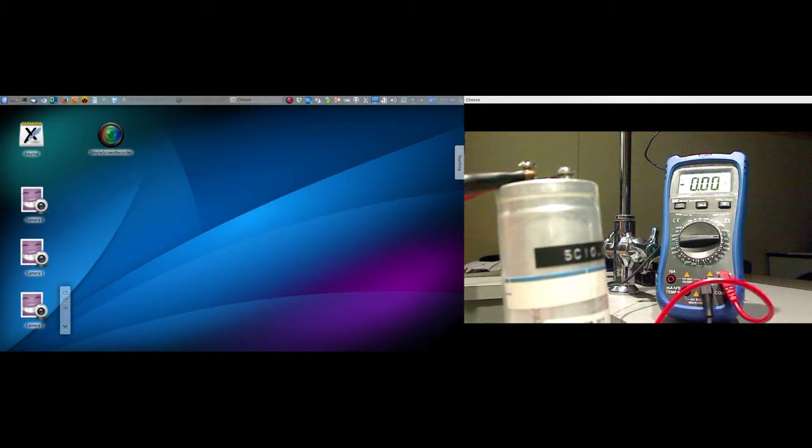Right now, let's just focus on the fact that an ideal capacitor can be charged up. You could disconnect it, and it still has the same voltage across it. You could move it around, plug it into something else, and have it do work. So this is a prototypical energy storage device.